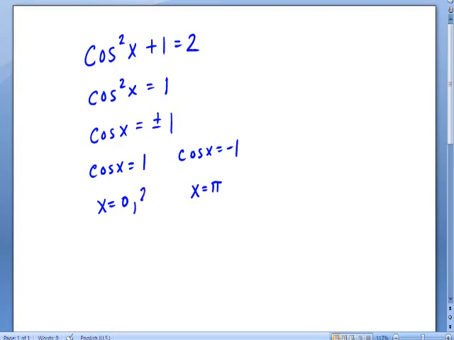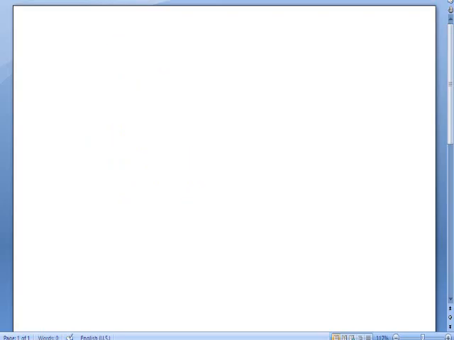It's possible that we could also include 2 pi in here, but since 0 and 2 pi are both at the same location on the graph, we really don't have to include both of those in our solution set. I'll go through one more example with you before I give you a chance to practice some on your own.